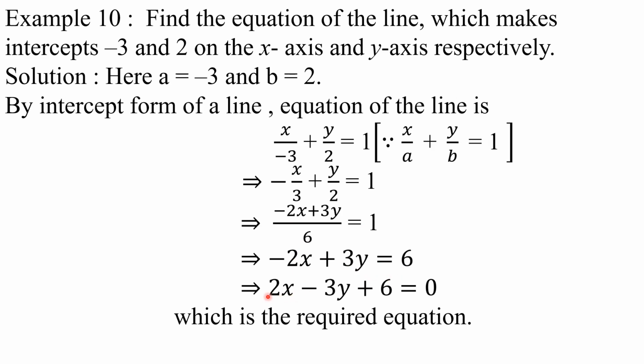This implies, previously I told you, x term should be positive. So here minus is there. So let us transpose these two terms to RHS. Then what will you get? Minus 2x becomes plus 2x, plus 3y becomes minus 3y, plus 6 is equal to 0. Understood this equation? Which is the required equation of the line. Understood this solution?